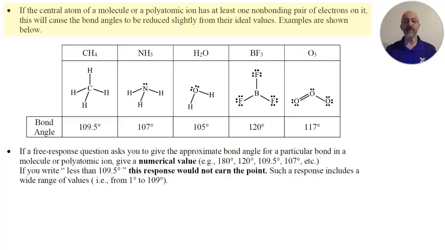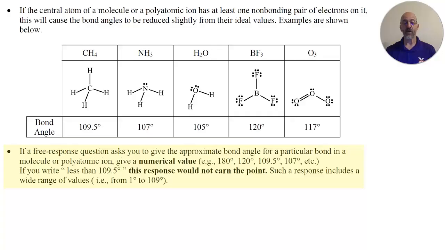If the central atom of a molecule or a polyatomic ion has at least 1 non-bonding pair of electrons on it, this will cause the bond angles to be reduced slightly from their ideal values. So again, 109.5 for CH4, about 107 for NH3, about 105 for H2O, the ideal bond angle of 120 degrees for BF3, and then you can see slightly less than that, 117 for ozone.